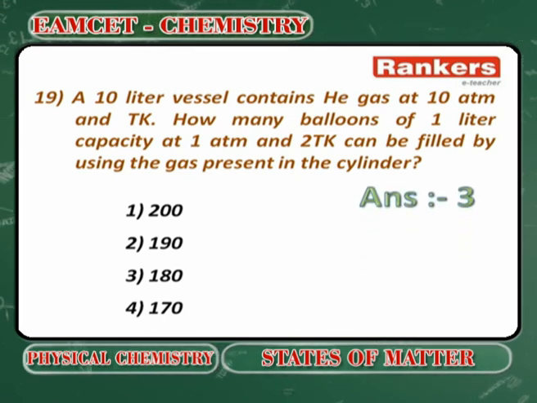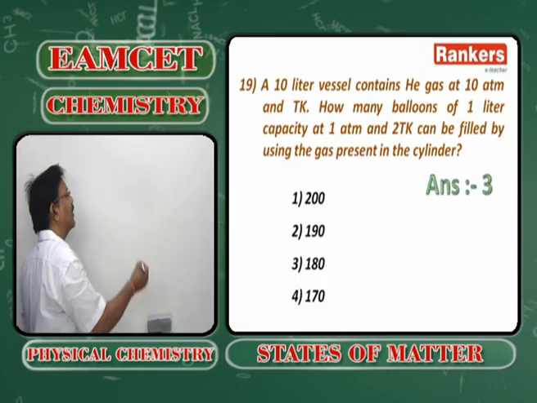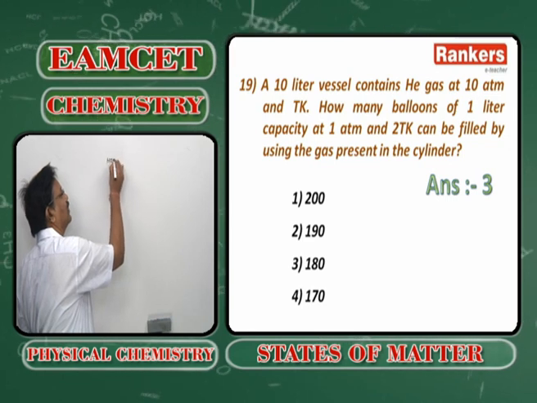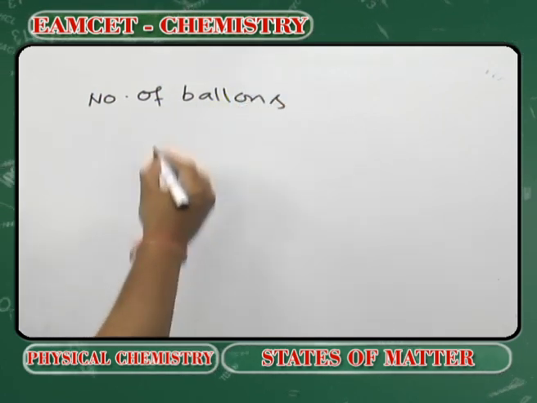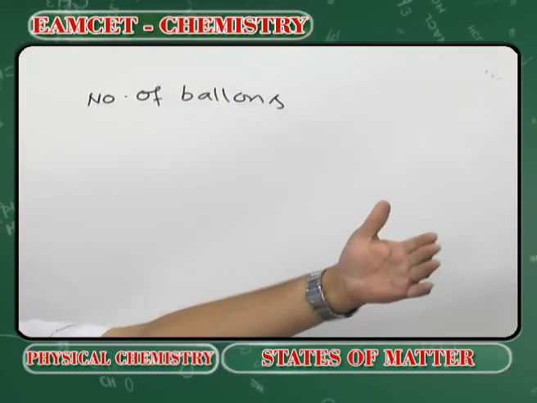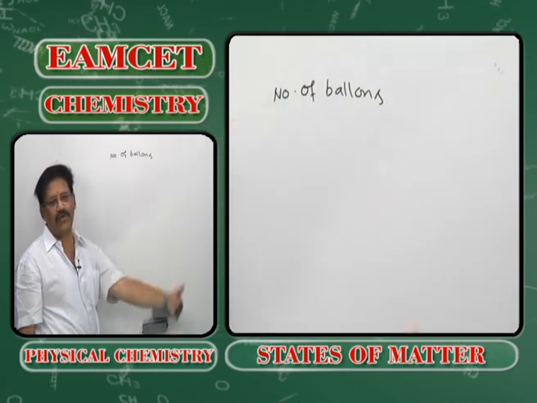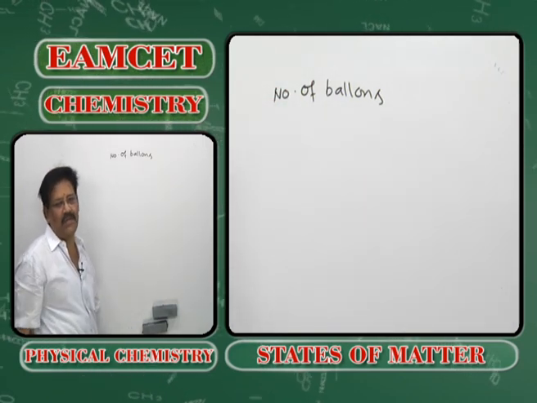Next question. A 10-liter vessel contains helium gas at 10 atmosphere and T Kelvin. How many balloons of 1 liter capacity at 1 atmosphere and 2T Kelvin can be filled by using gas present in the cylinder? Because when pressure is reduced, volume increases, the excess volume will come out of the cylinder. The excess volume of the gas that is flowing out of the cylinder can be used to fill the balloons.